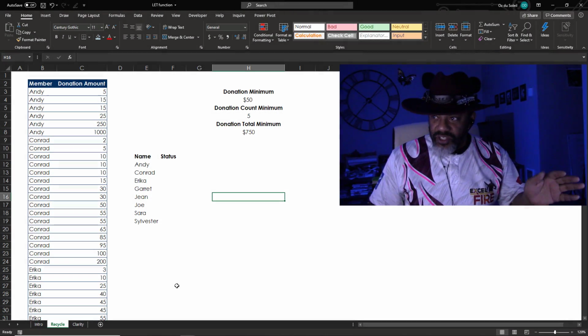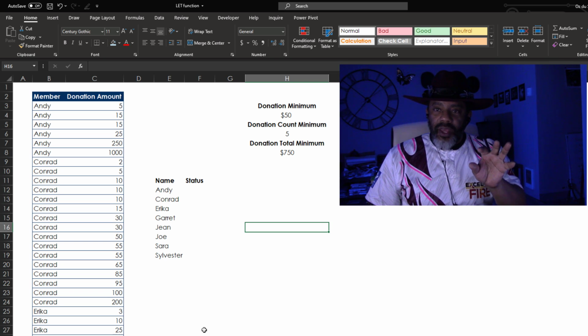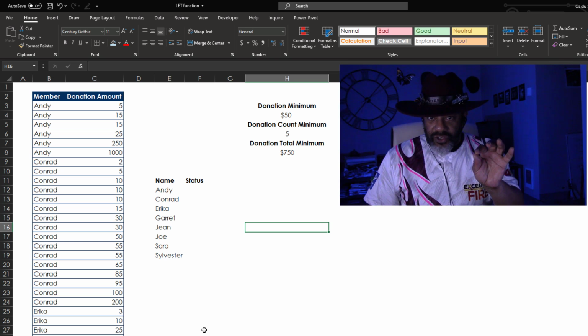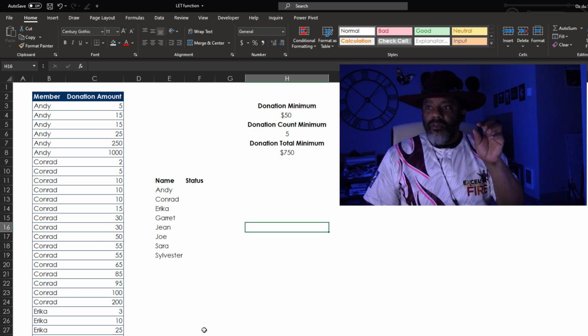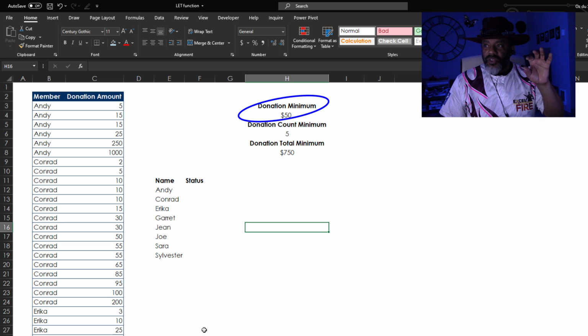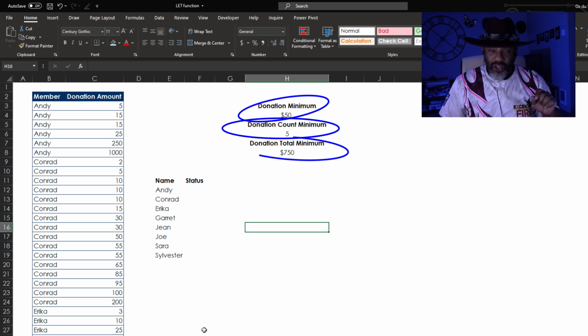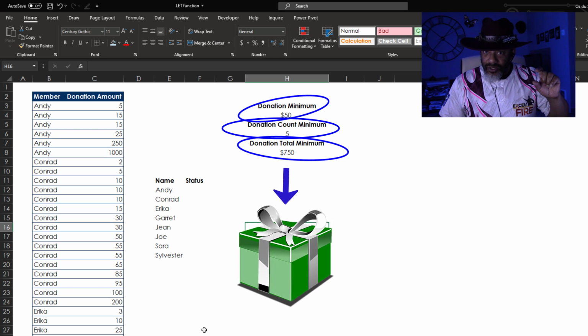Act two. I call this the recycle example. We've got all this information about donations, and then we want a calculation that says, for each person, take every one of their donations that's $50 or more, and if they have at least five, those five need to equal at least $750. And if all of those criteria are met, that person gets a prize.